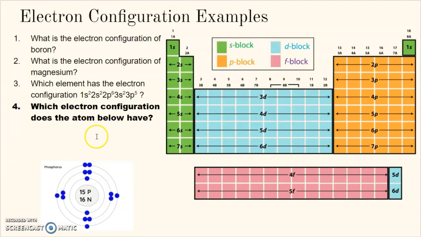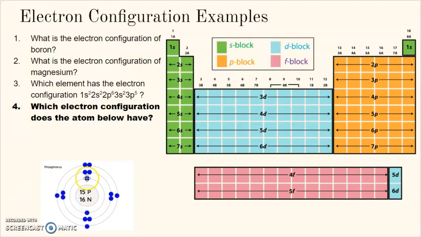Last question. Which electron configuration does the atom below have? The wording of that sounds a little strange. I wrote it a few minutes ago, but maybe a better question is, what is the electron configuration of this element? Okay, so what we could do is we could sit here and we could try to write the electron configuration from the Bohr model, but I feel like the periodic table is a little bit easier to use. So let's figure out how many electrons this atom has.